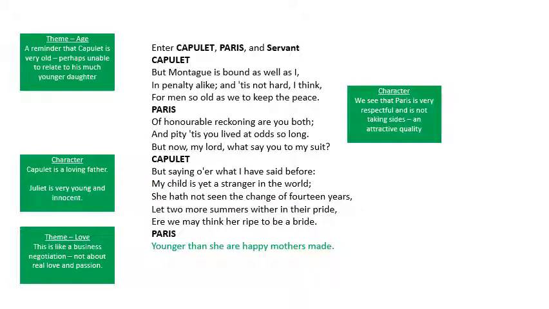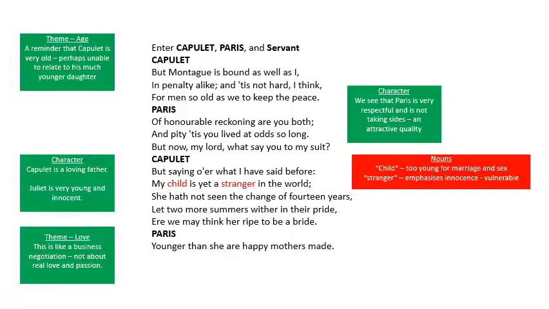And just another thing to make a note on is the theme of love. Paris is really being insistent here. You know, he feels that younger women than Juliet do get married, and it sounds more like a business negotiation. It's not about true love. He doesn't say, "I really love this girl and I want to be her husband."